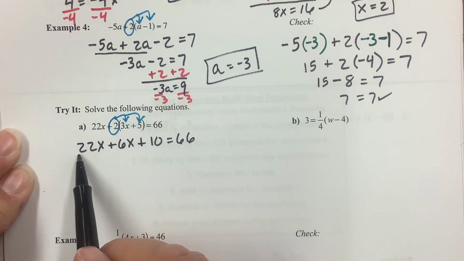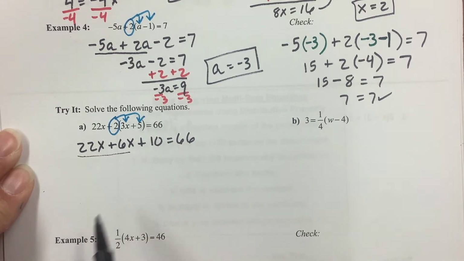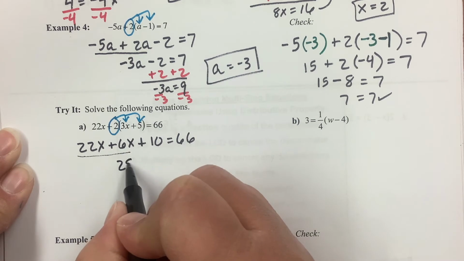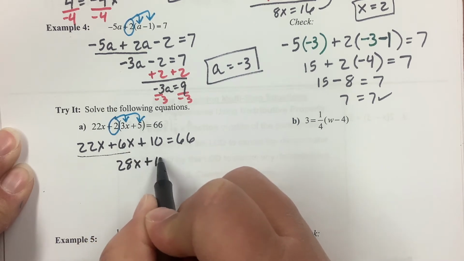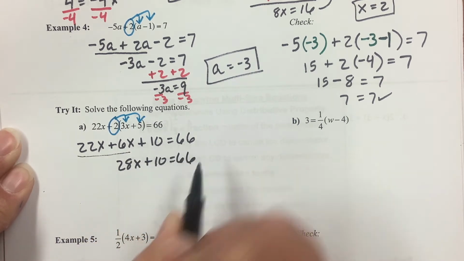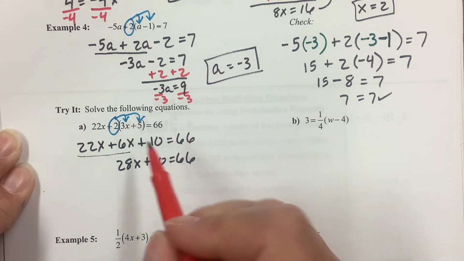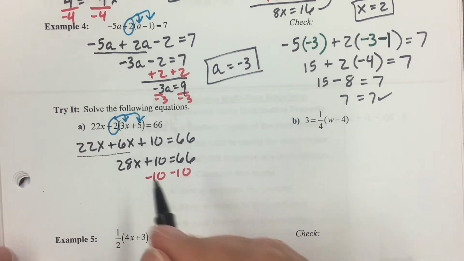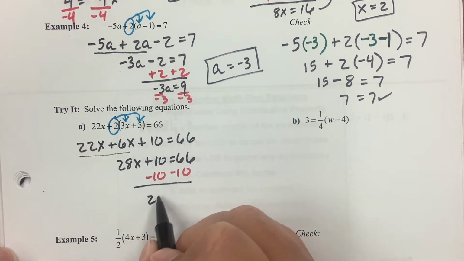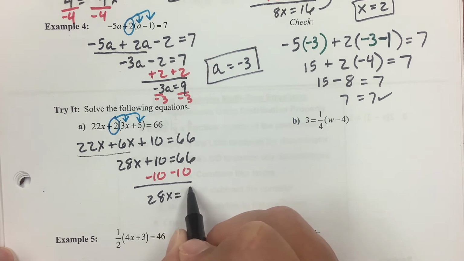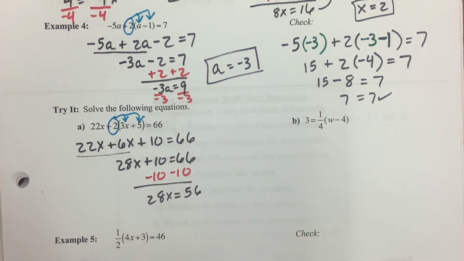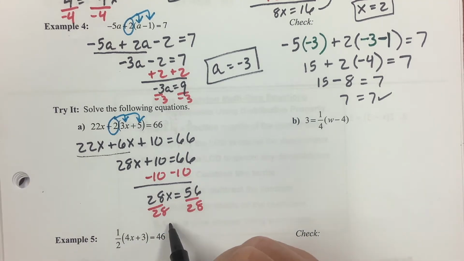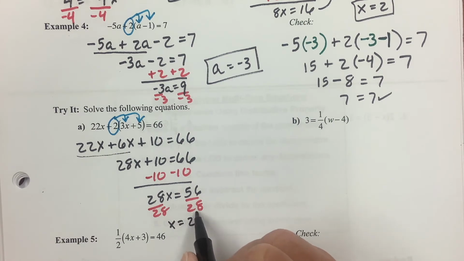Combine like terms. 22x plus 6x, 28x plus 10 equals 66. Minus 10 from both sides. 28x equals 56. Divide by 28. Divide by 28. And x equals 2. Yay!